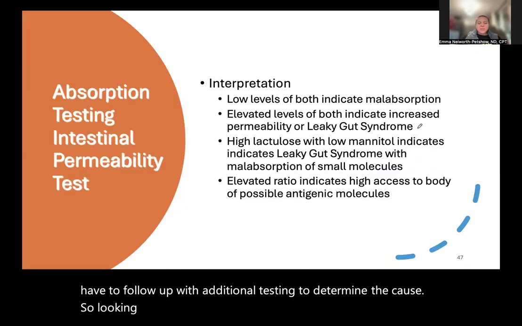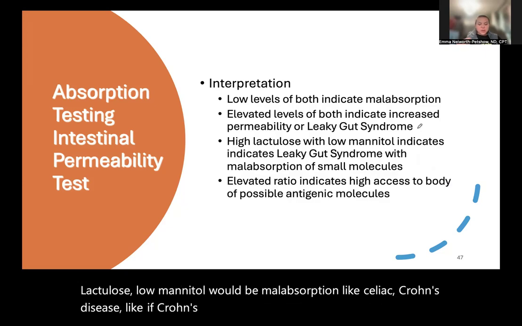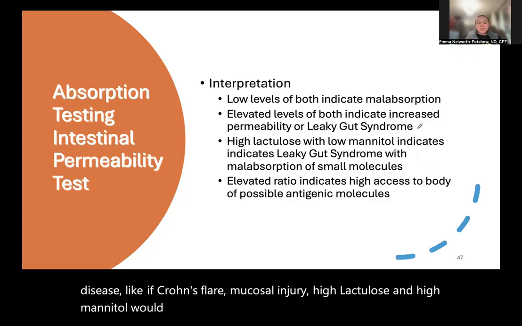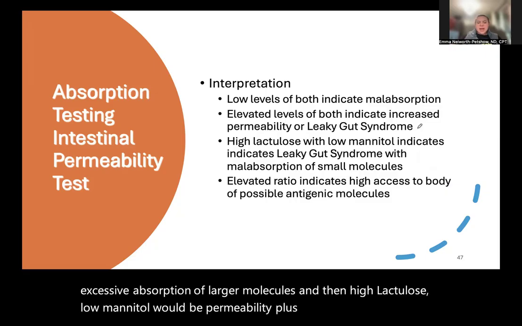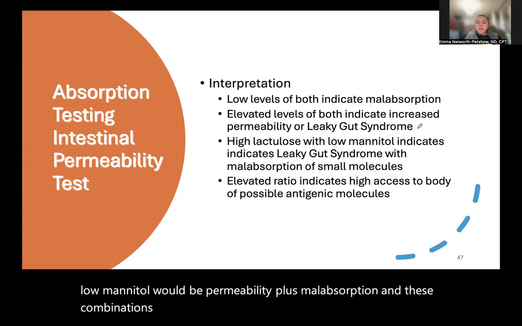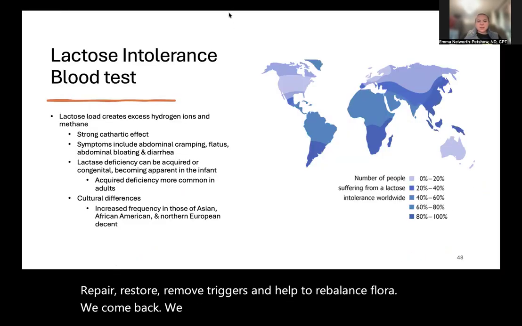So, looking at some patterns that we could see: low lactulose, low mannitol would be malabsorption, like celiac, Crohn's disease, like a Crohn's flare, mucosal injury. High lactulose and high mannitol would suggest leaky gut with increased permeability and excessive absorption of larger molecules. And then high lactulose, low mannitol would be permeability plus malabsorption. And these combinations guide treatment direction: repair, restore, remove triggers, and help to rebalance flora. When we come back, we will look at lactose intolerance testing.